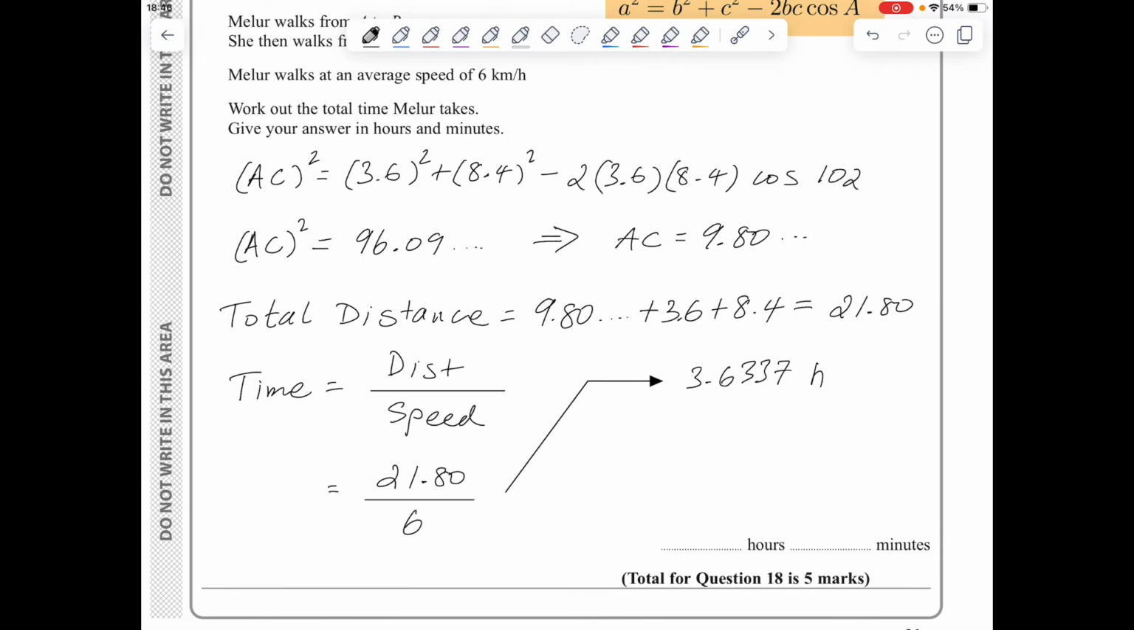Now, the answer required must be in hours and minutes. Obviously, there are 3 hours, but how do I convert this amount of hours into minutes? Well, basically, you just take that decimal part and multiply by 60, and this will give you 38 minutes.